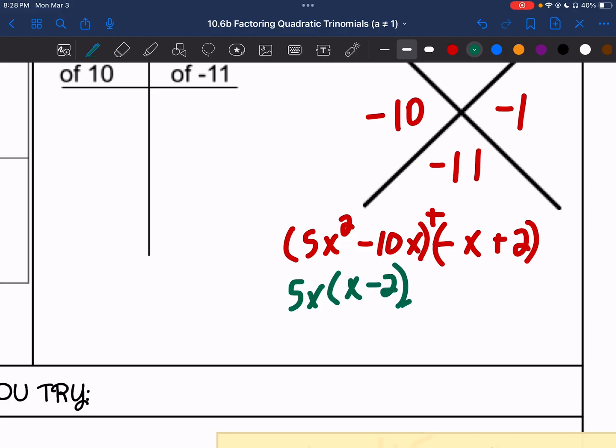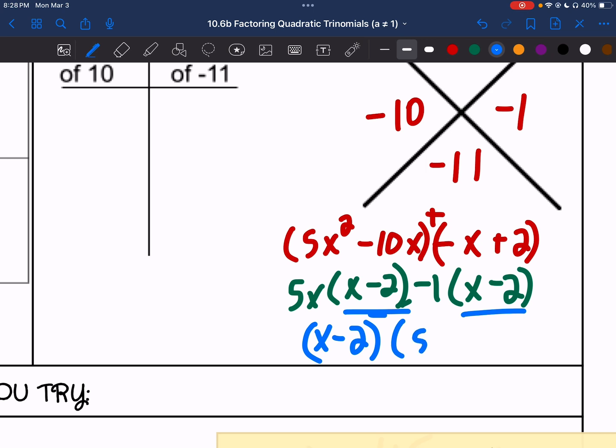Now in our second parentheses, I have negative x plus 2, which, if you'll remember, is the additive inverse to x minus 2. So I can just bring out a minus 1 onto the outside, and it flips the signs of everything inside. So now I have a common term that I can take out. So we have x minus 2, and we have 5x minus 1.